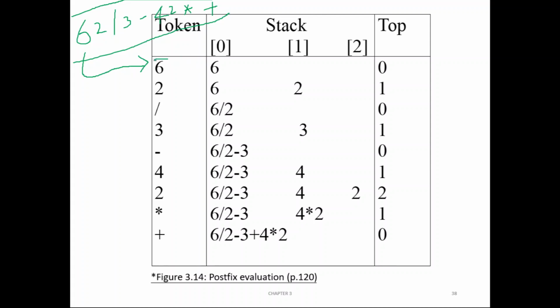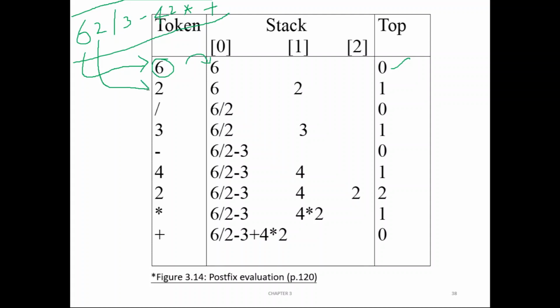It is an operand, not an operator, so push it to the stack. Initially the stack is empty, so this 6 goes to the 0th location of the stack. Now the top pointer is pointing to the 0th location. Take the next token, 2. Check what it is.